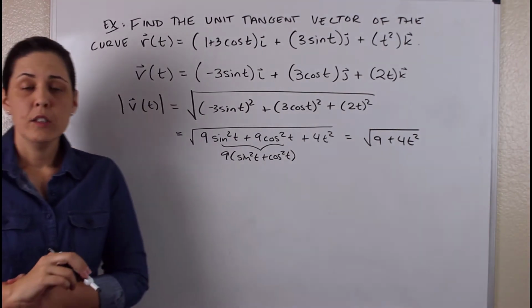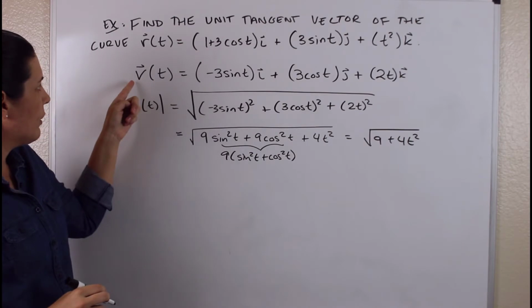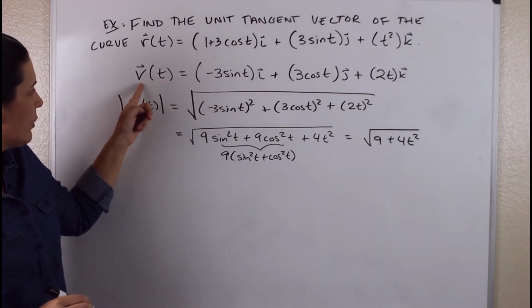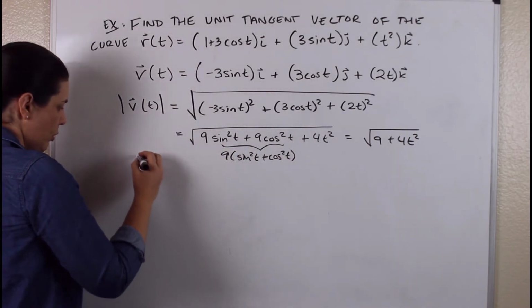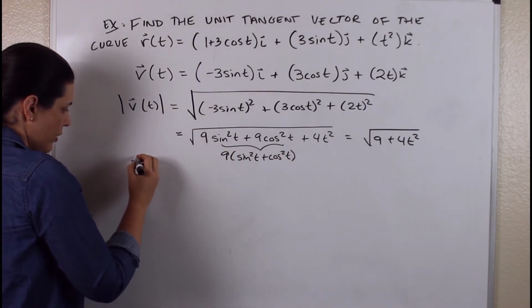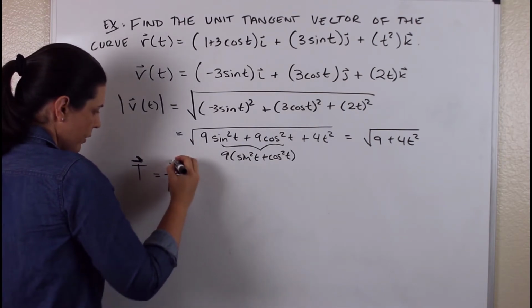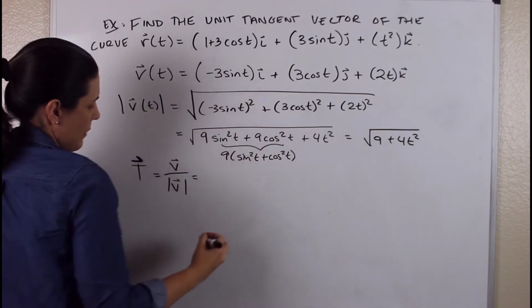Okay, so then to answer this question, the unit tangent vector, I found the derivative of the position vector of this curve, and I have to just take that derivative and divide it by its magnitude. So we have that T, which is what we were asked to find, the unit tangent vector, equals v over its magnitude. So go right here and take v and divide it by that magnitude.